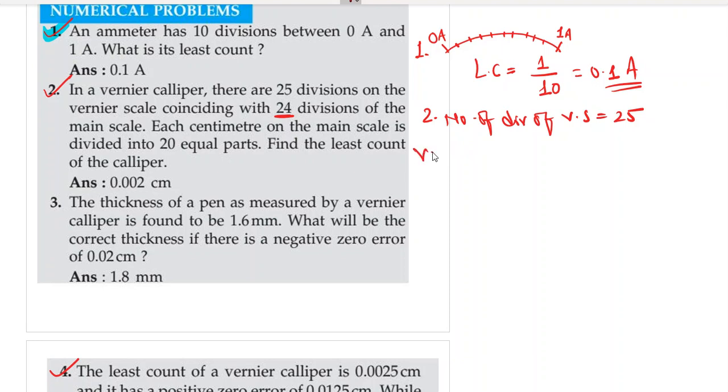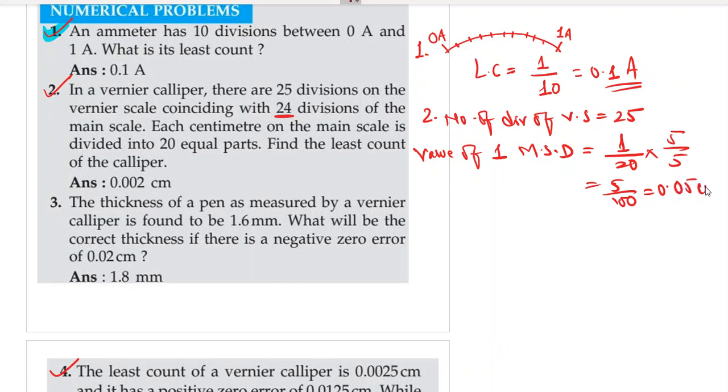So value of one main scale division is equal to 1 by 20. Each centimeter is divided into 20 equal parts. So we can get 5 upon 100 or 0.05 centimeter. So this is the value of one main scale division, right? And the number of divisions on vernier scale. So what they are asking is find the least count.